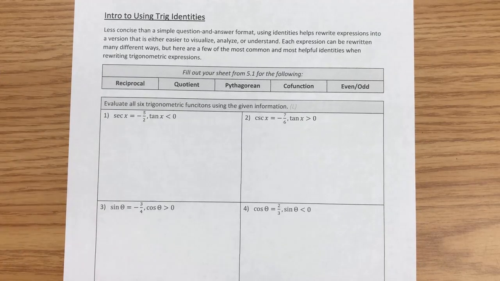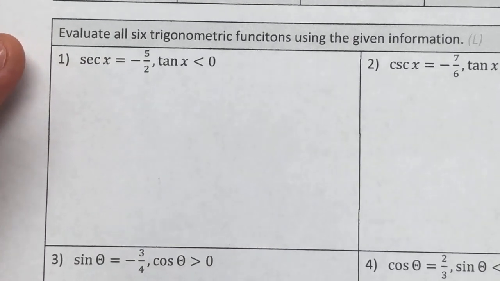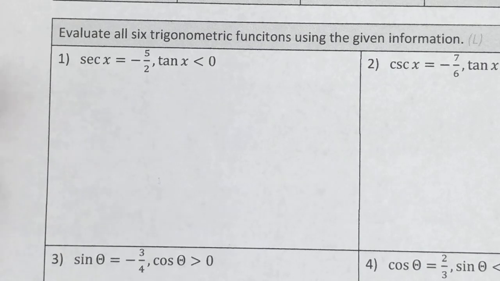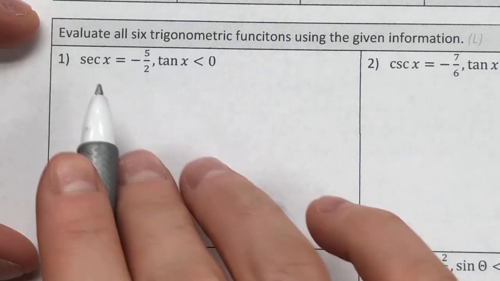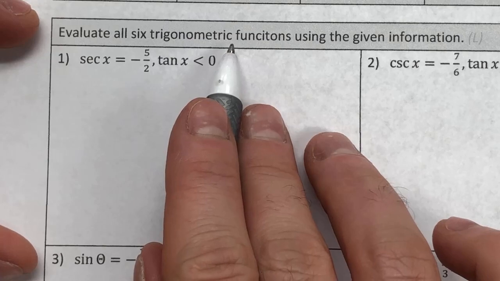So now that you've copied those down, let's take a look at the first one. Now, this front page really doesn't involve too many of those identities up front, but it will get us used to how we set up expressions and how we get used to flipping around things like sines, cosines, secants, and things like that. So when I look at this, I need to evaluate all 6 trigonometric functions.